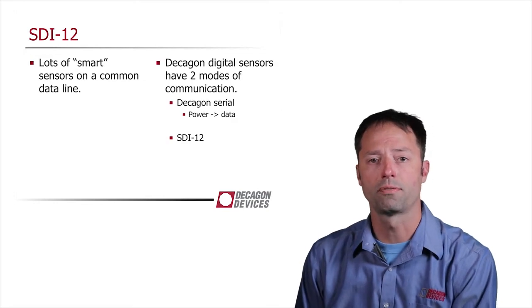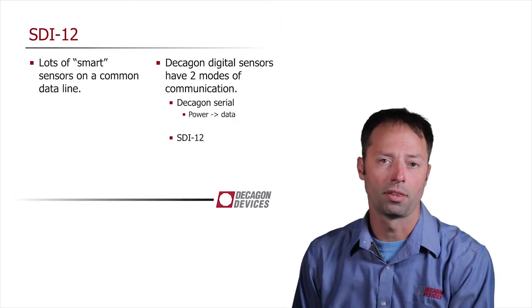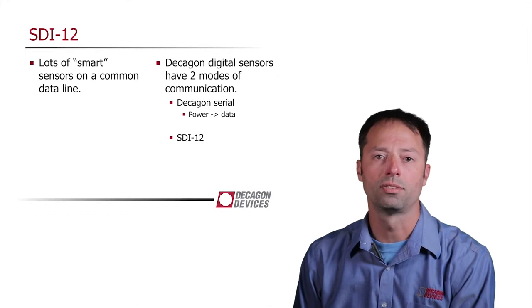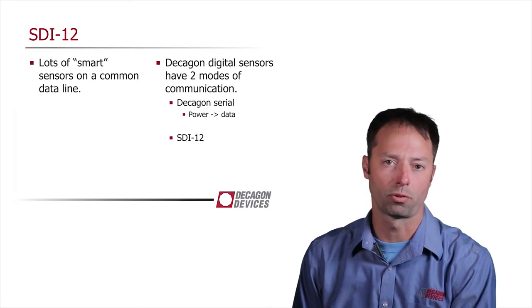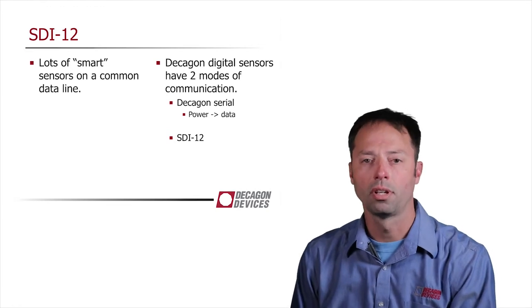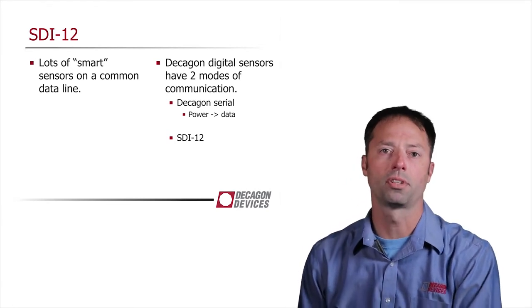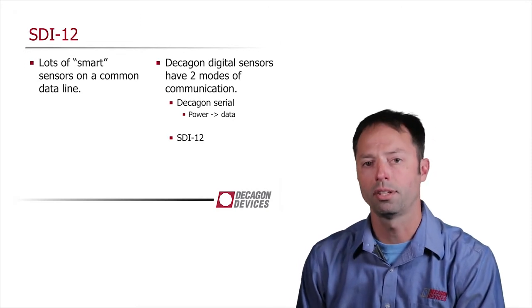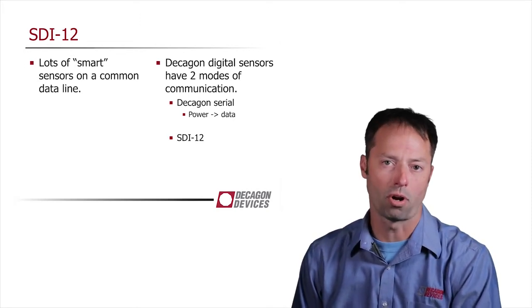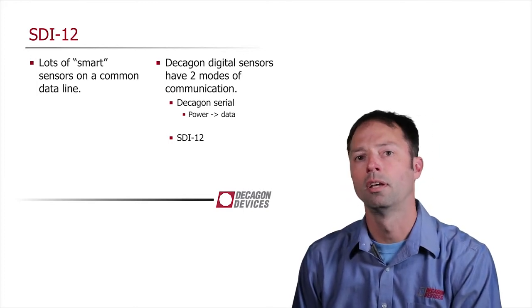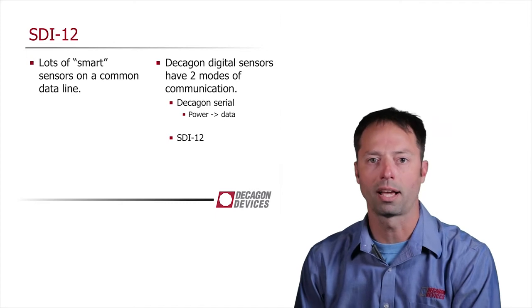Decagon digital sensors have 2 modes of communication. There's a Decagon serial protocol, a serial string that is just given up whenever the sensor is powered up. Basically, you power the sensor, it spits out data, and then the sensor enters SDI-12 mode and stays in SDI-12 mode until the sensor is powered off. And to get the serial string, you need to power the sensor again, and then it will give its string and then go back into SDI-12.